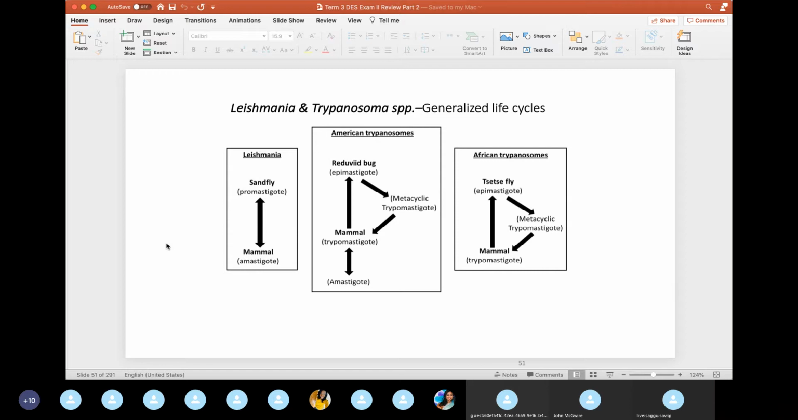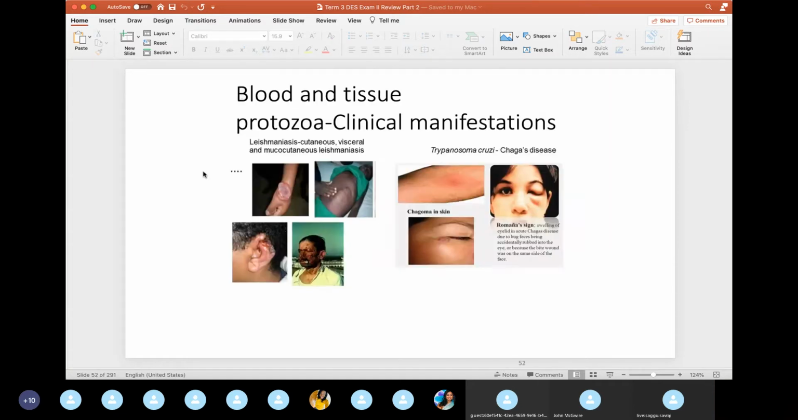Trypomastigote. African trypanosomes. Your sleeping sickness. What's the vector? Tsetse fly. What's the infective form? Epimastigote. In the mammal, it becomes what? The epimastigote becomes trypomastigote. So those are your high yield. This slide. So let's look at this one.